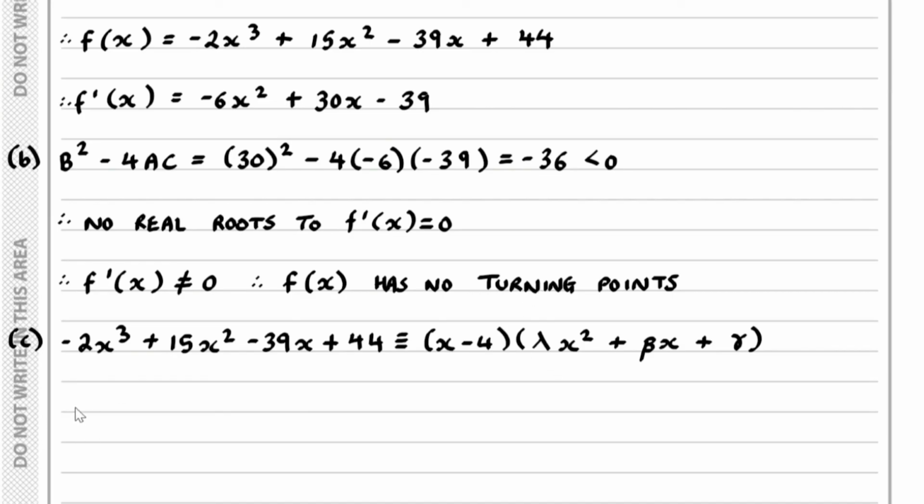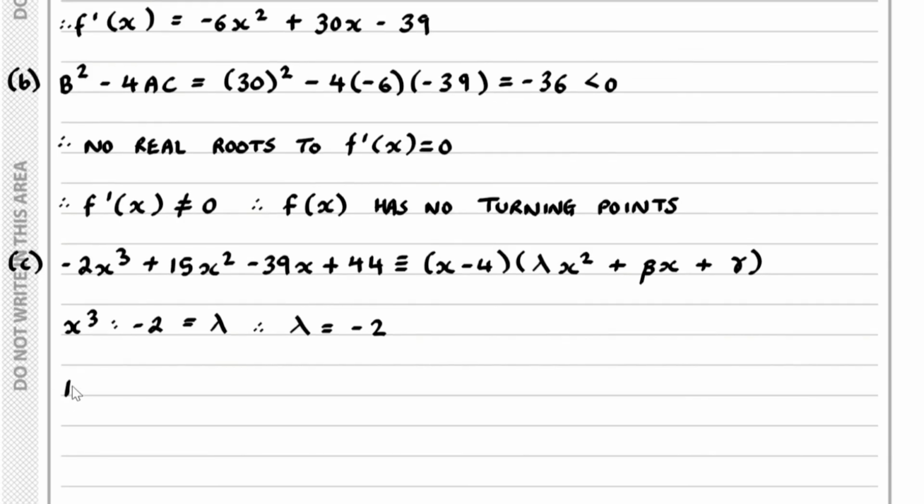Now if we compare coefficients, concentrating on the x cubes, we've got minus 2 equals minus 4 times lambda. Rather, here we've got minus 2 equals lambda. So lambda is equal to minus 2. If we compare the numbers, we've got 44, which is equal to minus 4 times gamma. So therefore gamma is equal to minus 11.